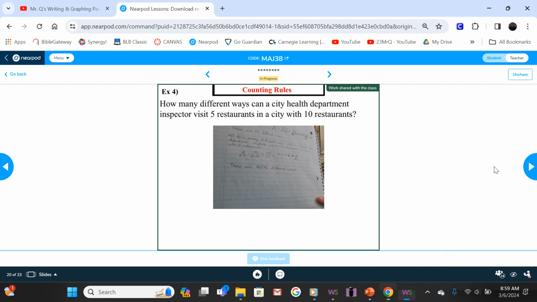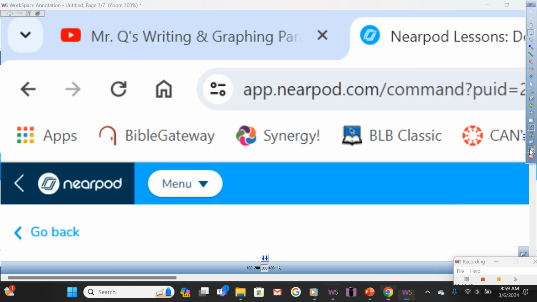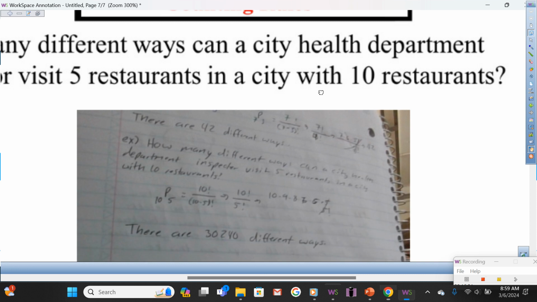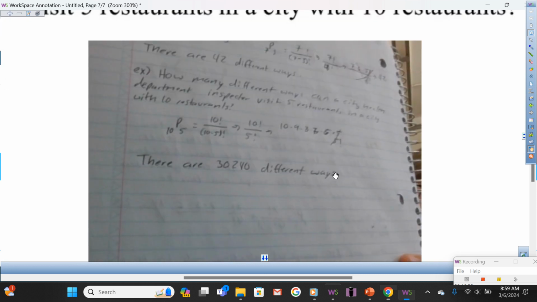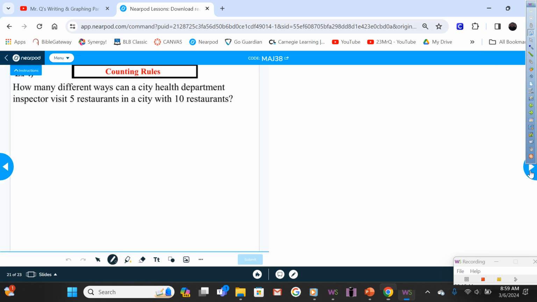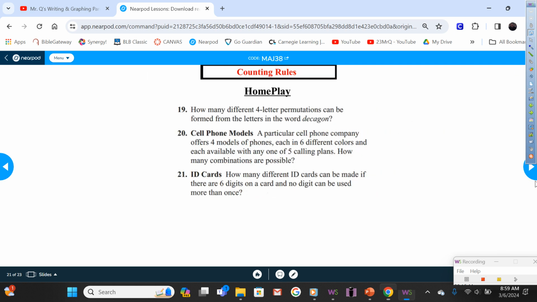Check your work. It looks about right. Let me just zoom in here for those that are following on YouTube. There it is. 10 P R. So 10 factorial over 10 minus 5 factorial. 10 factorial over 5 factorial. So 10 times 9 times 8 times 7 times 6 is 30,240 different ways. Yes. All right. Not bad. Therefore, from 1 to 5, how comfortable are you with the permutation rule?